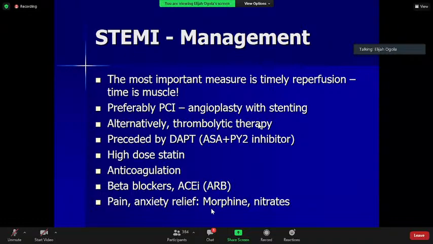Then depending on their extent of pain, anxiety and all that, so pain relief and anxiety relief, we often give morphine, benzodiazepines, nitrates for pain, etc.